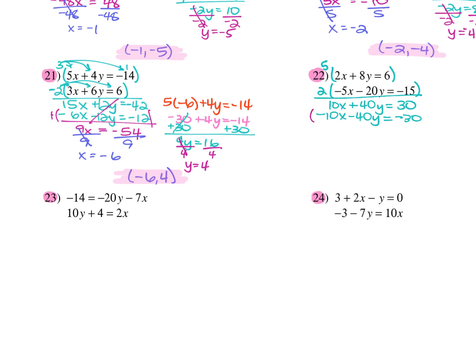If you add these, the negative 10x plus 10x is what? Cancels out. The 40y minus 40y, so that's 0, right? The 30 minus 30 cancels out, so that's 0. This tells you that 0 is equal to 0. What kind of statement is this? It's a true statement. So our answer is infinitely many solutions.